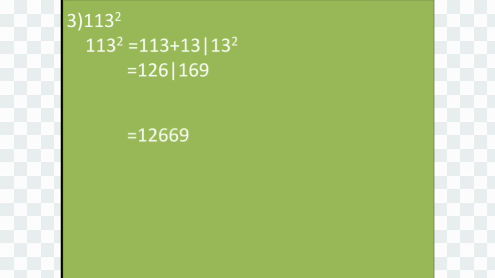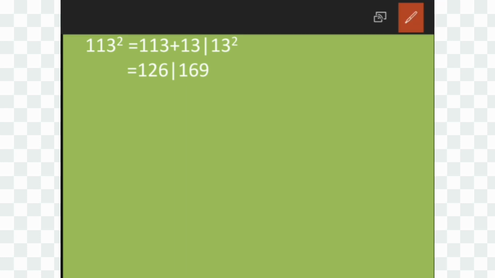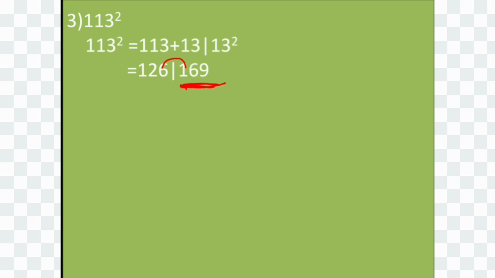See, I already told you we have to write this in 2-digit form only. Here we got 3 digits. So 1 should be carried to the number left of it, that is 6. So let's see. In the next step, we have to carry 1 towards its left number, that is 6. So the answer will be 12769. We are just adding the 1 to the number left of it, that is 6. So the answer is 12769.